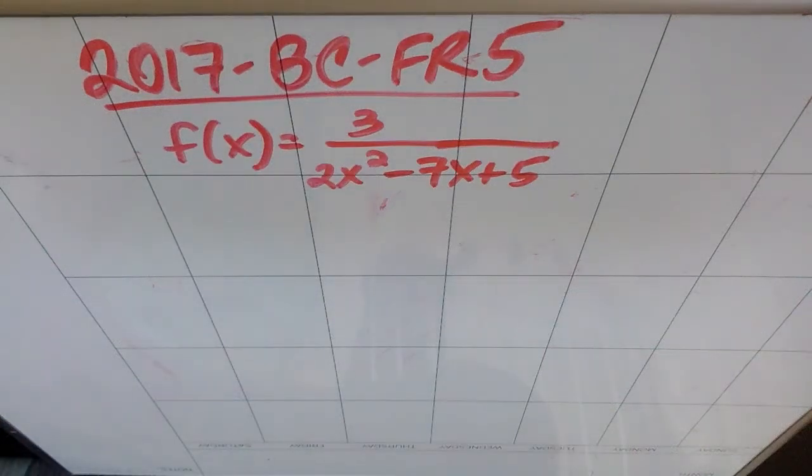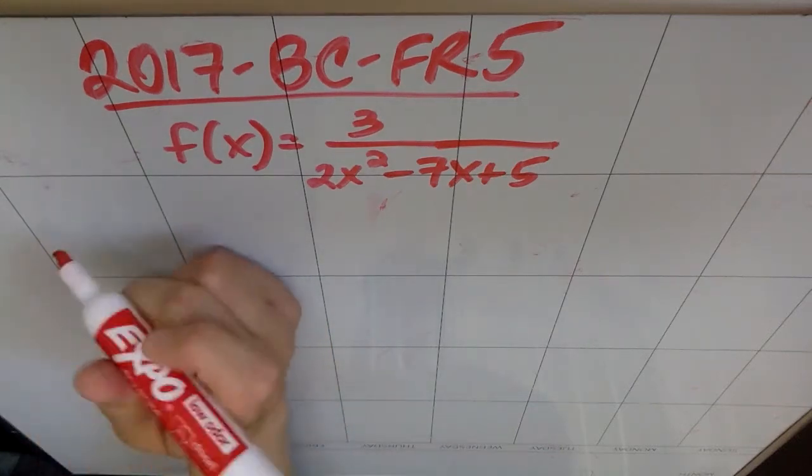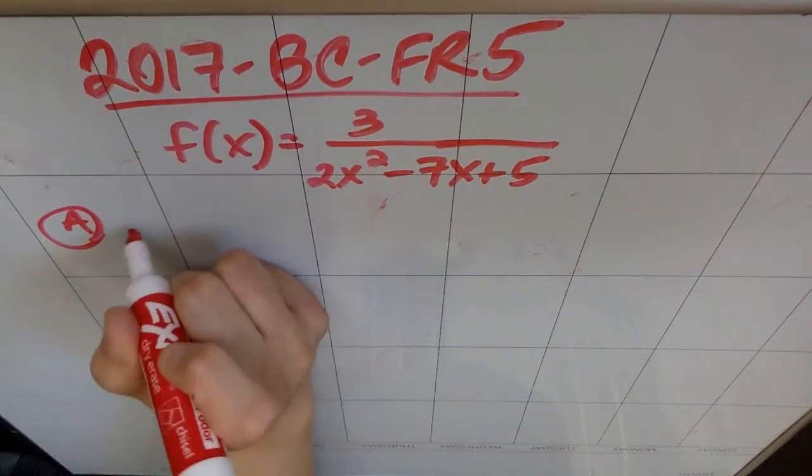Back at AP Review. We're doing 2017 BC free response number 5. Let f be the function defined by f of x equals 3 over the quantity 2x squared minus 7x plus 5. Part A, find the slope of the line tangent to the graph at x equals 3. So part A, this is a non-calculator problem. We need to find f prime.